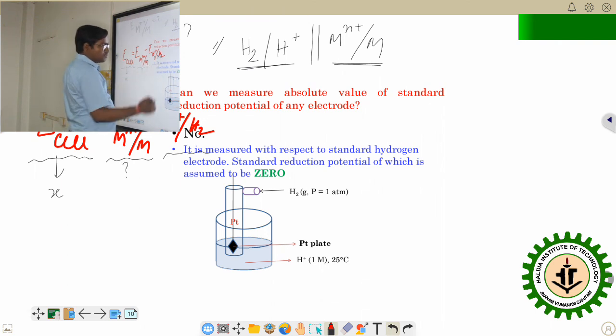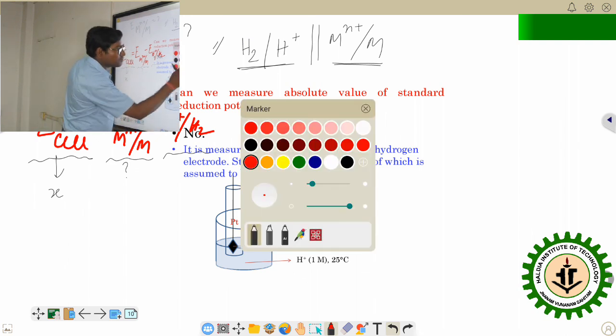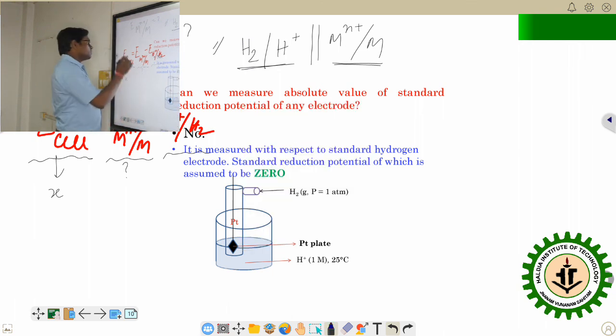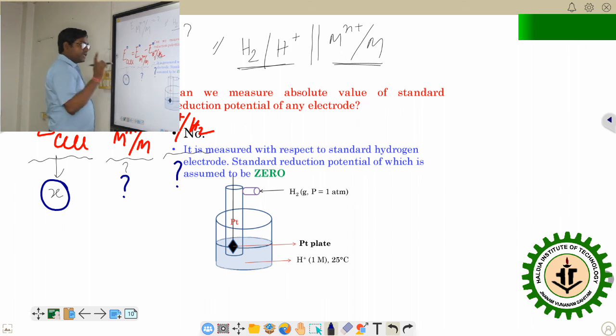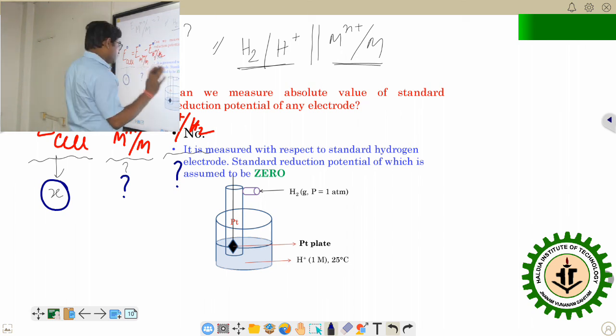Its value we do not know. What condition are we using? We are using the standard condition. To mention the standard condition, we use the superscript 0 over here. This X parameter is measurable, but we do not know about this parameter. Again, we have mentioned that the absolute value we can't measure.